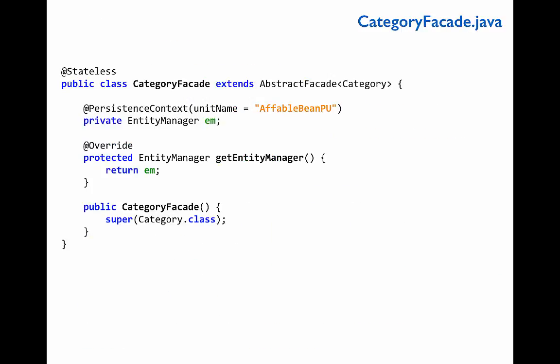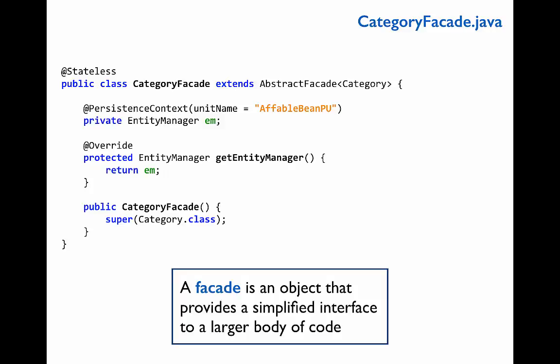Let's look at some of the classes created by the Session Beans wizard. The wizard creates a facade for each entity. A facade is an object that provides a simplified interface to a larger body of code. For example, the category facade will provide basic CRUD operations for the category entity: create, read, update, and destroy. But there doesn't seem to be any such operations in this file. That's because they're in the abstract facade class that this class extends.